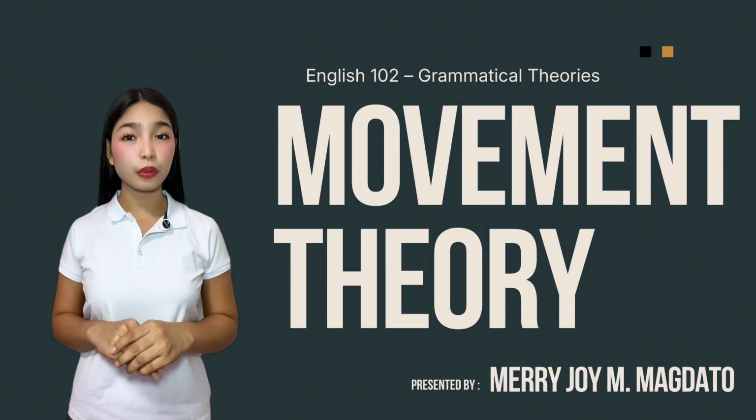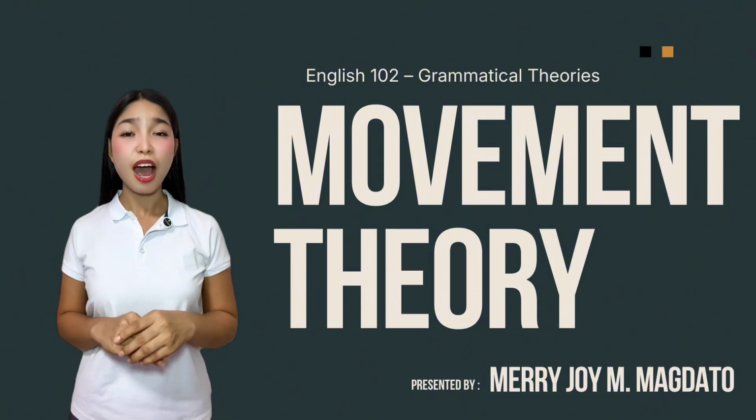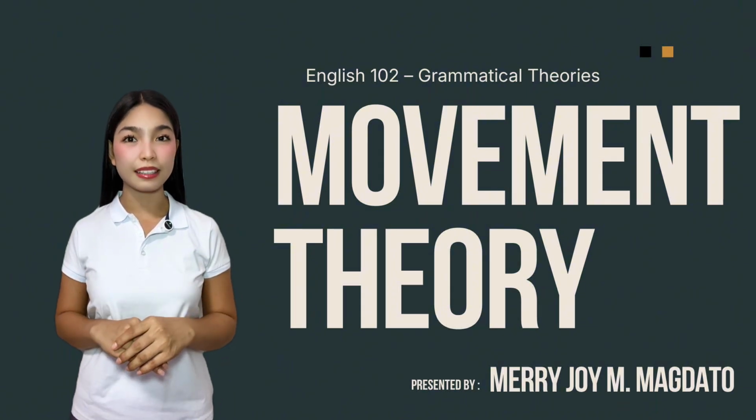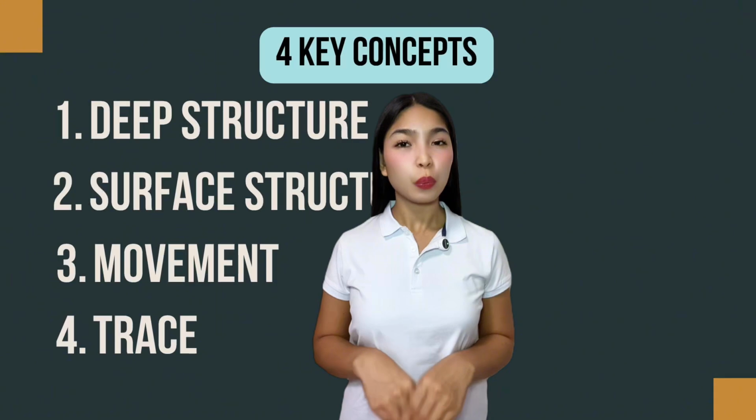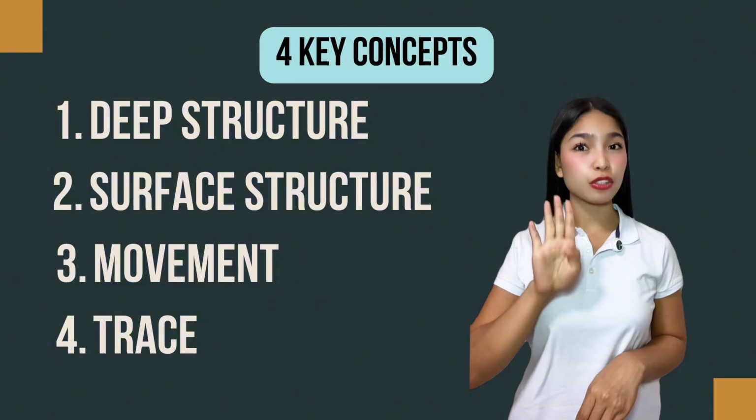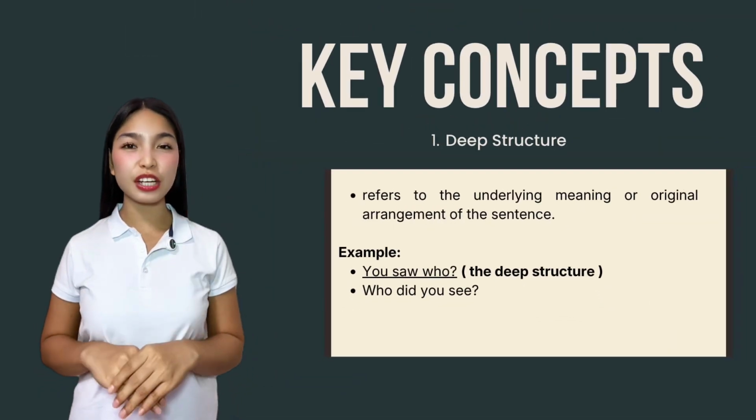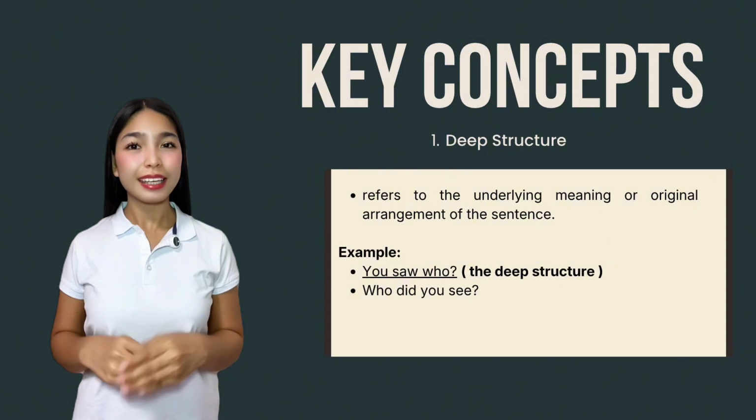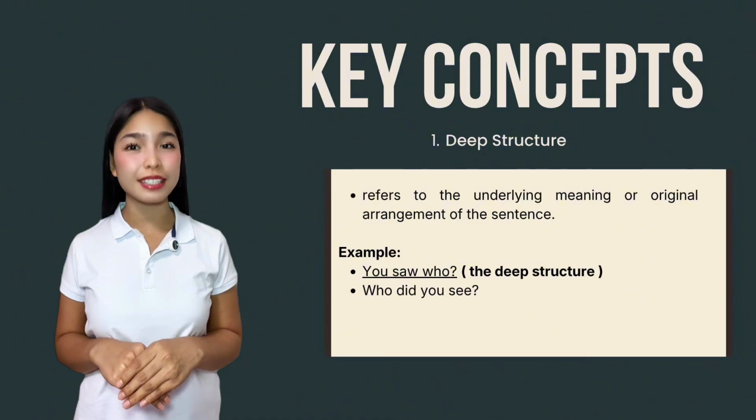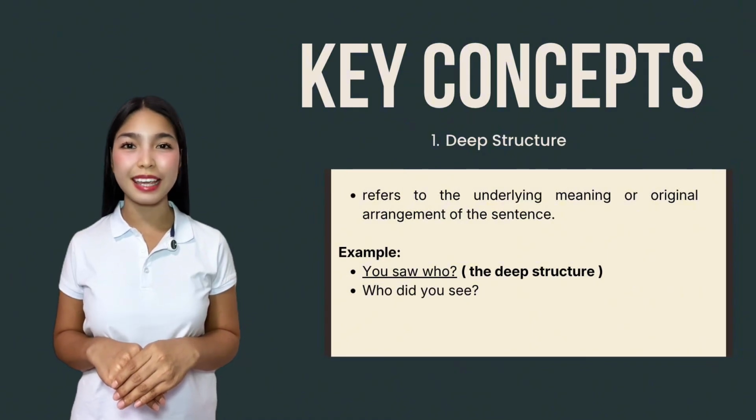And rather than storing every sentence in memory, our minds apply these rules to generate an unlimited number of grammatically correct sentences. And now that we understand what movement theory is, let's look at its four key concepts. We have deep structure, surface structure, movement, and trace. So first, let's talk about deep structure. It refers to the underlying meaning or the original arrangement of a sentence before any movement takes place.